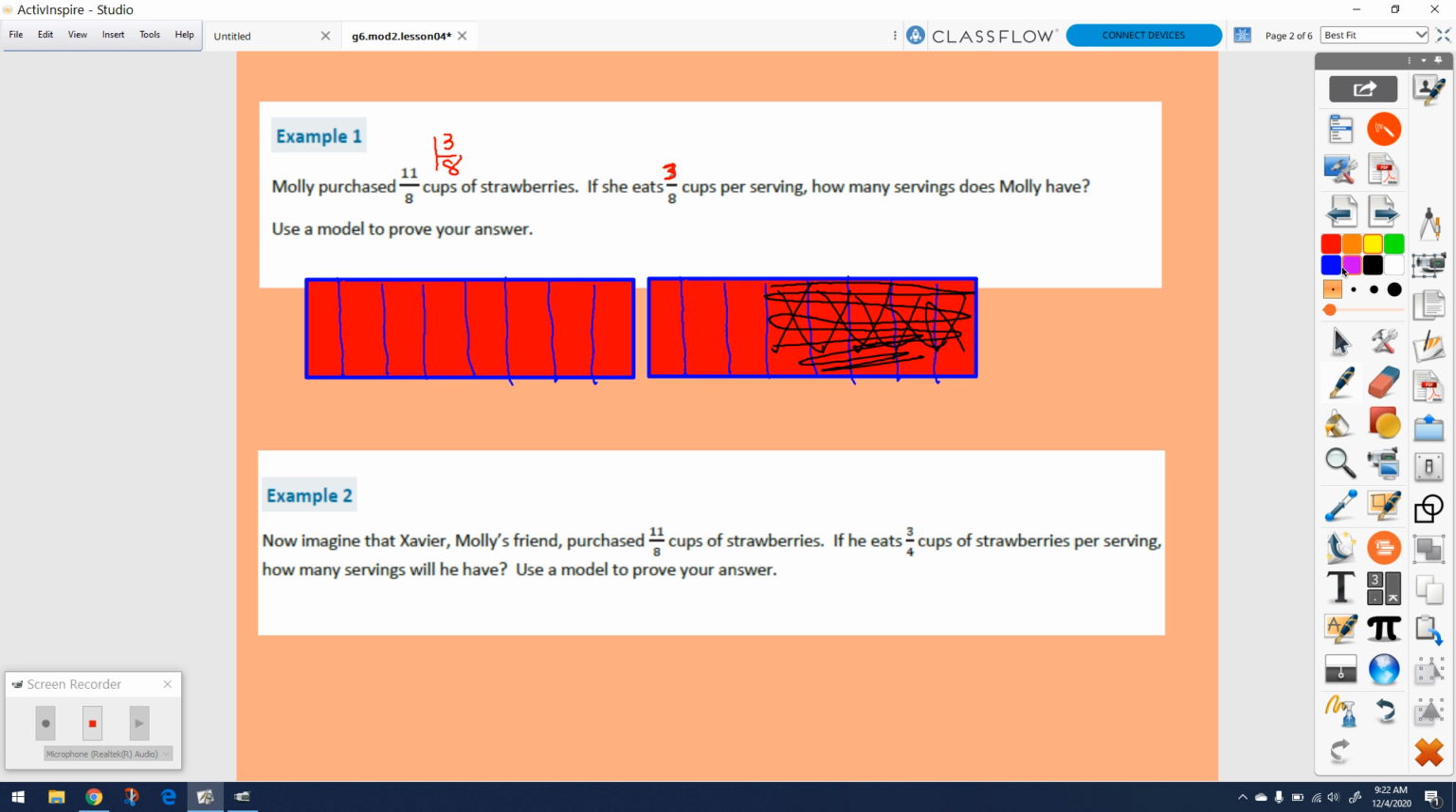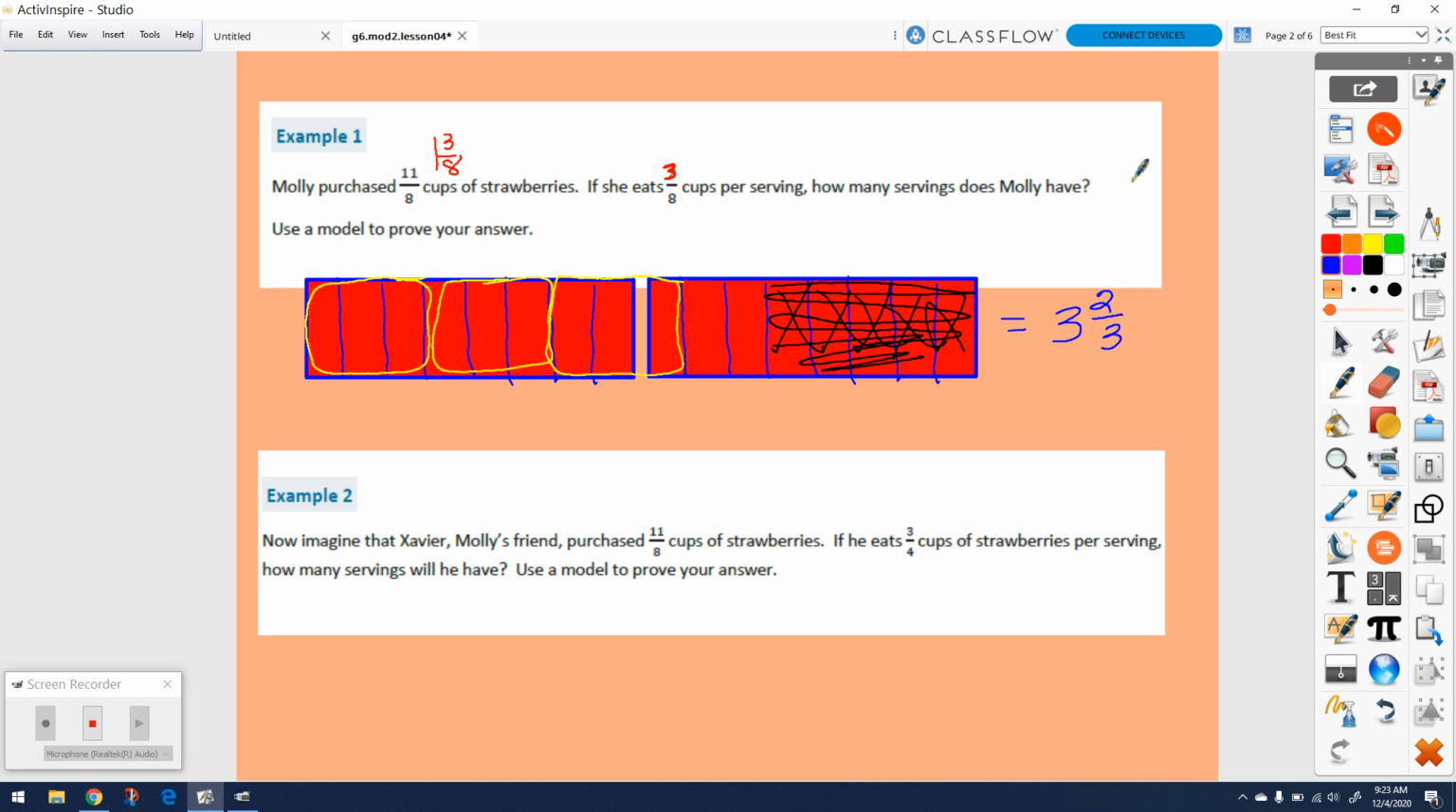Now we're gonna go ahead and it says if she eats 3/8 or she needs 3/8 cup for a batch of muffins in her case, we're gonna put these in groups of 3/8. So I'm gonna find, here's one group, 2 groups. I'm gonna steal one from this next portion and I can't make a whole nother one, right? So I have 3 complete groups and then I have 2 extra pieces out of the 3 that I would need. So my answer here is 3 2/3. Okay, so she can make 3 2/3 batches.